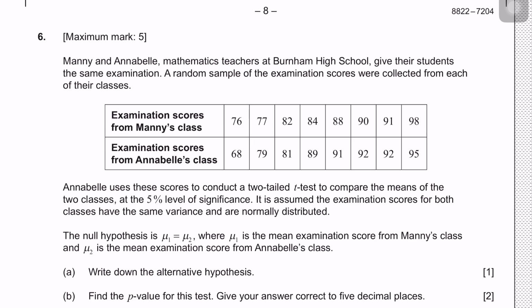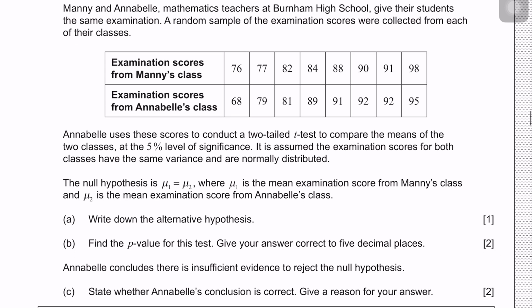Question 6. Manny and Annabelle, mathematics teachers at Burnham High School, give their students the same examination. A random sample of the examination scores were collected from each of their classes. So here's the examination score from Manny's class and from Annabelle's class. Annabelle uses these scores to conduct a two-tailed t-test to compare the means of the two classes at the 5% level of significance. It is assumed the examination scores for both classes have the same variance and are normally distributed.